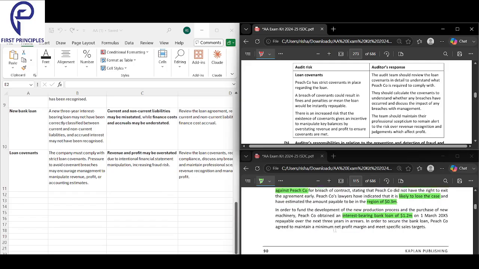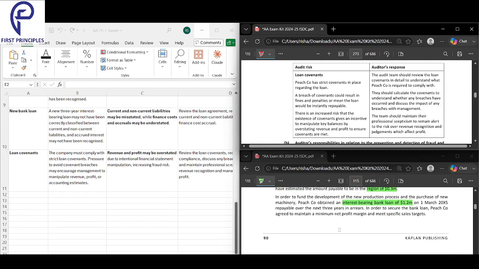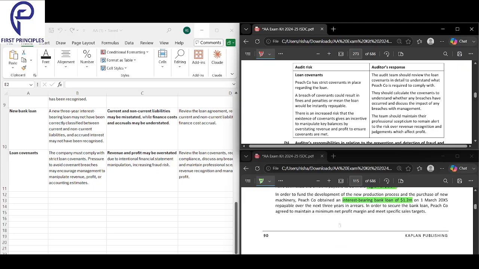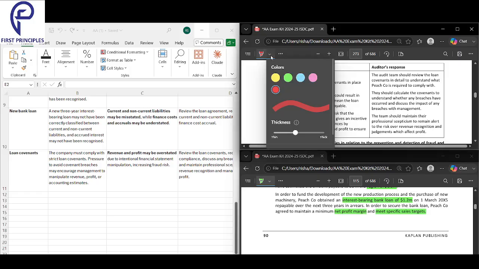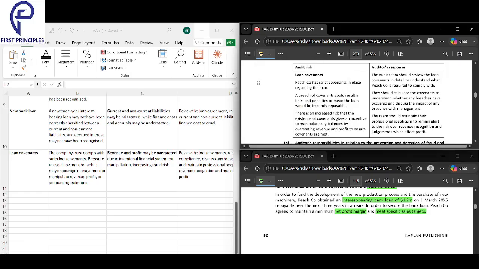Finally, there are some covenants in place. Peach Co agreed to maintain a minimum net profit and also to meet specific targets. That is called a covenant. Anyone who gives you money will put some conditions on you. So here the loan providers have put a condition: you have to maintain this much net profit and meet this sales target. If you don't, you have to return my money immediately.